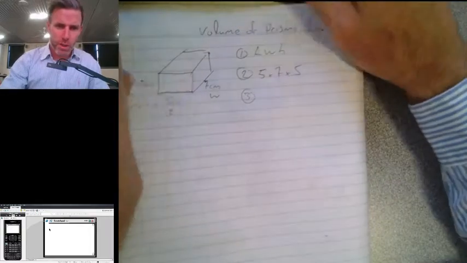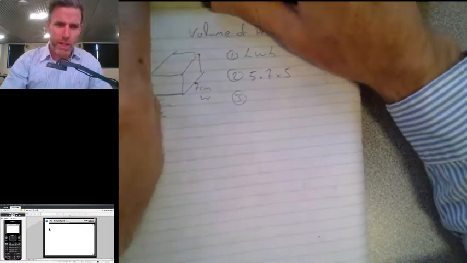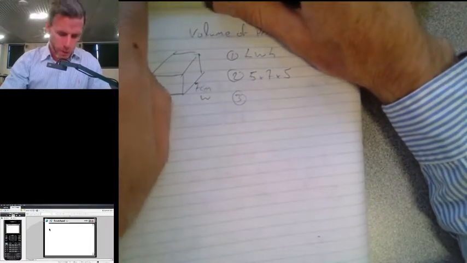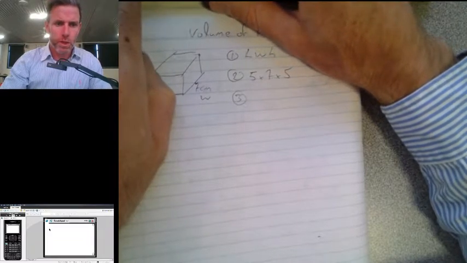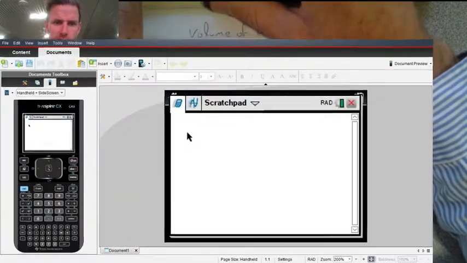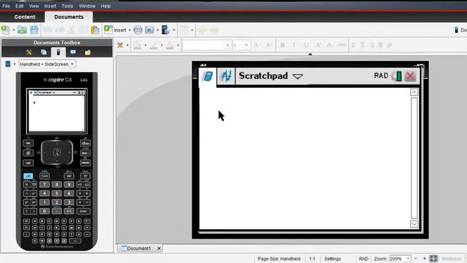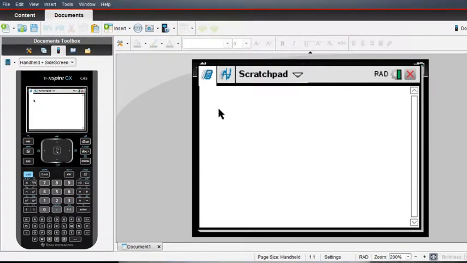So Mr. Robinson has kindly helped me out and shown me how to add the calculator to my screen. So hopefully this works. Thank you, Mr. Robinson. Maybe it doesn't. Technical difficulties, and I'm going to just have to go back old school for a second. If you bear with me.